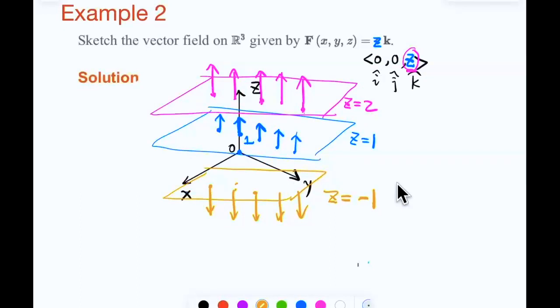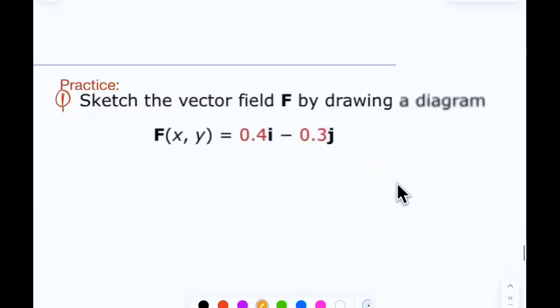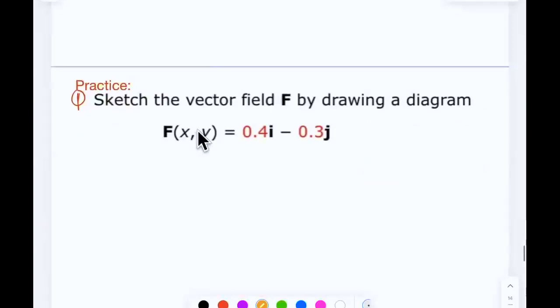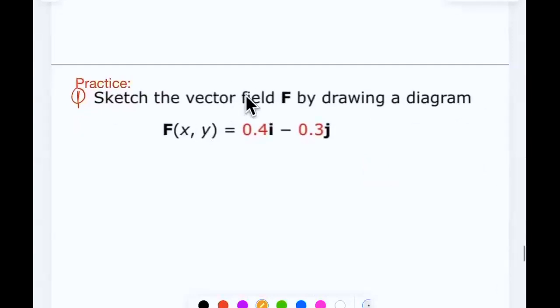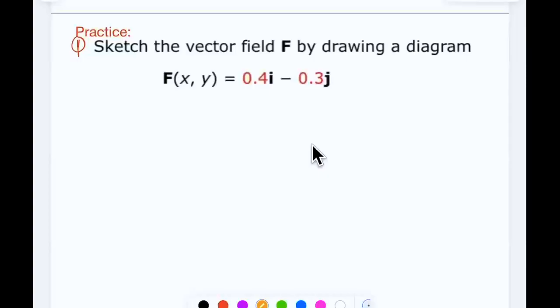Now let's look at the practice problem down here. Try the first practice problem. Sketch the vector field by drawing a diagram. This is the formula for the vector field. Could you guys try this? This is two-dimensional, the domain is on R2, right? So the output will be in V2. So let's draw, think about it.